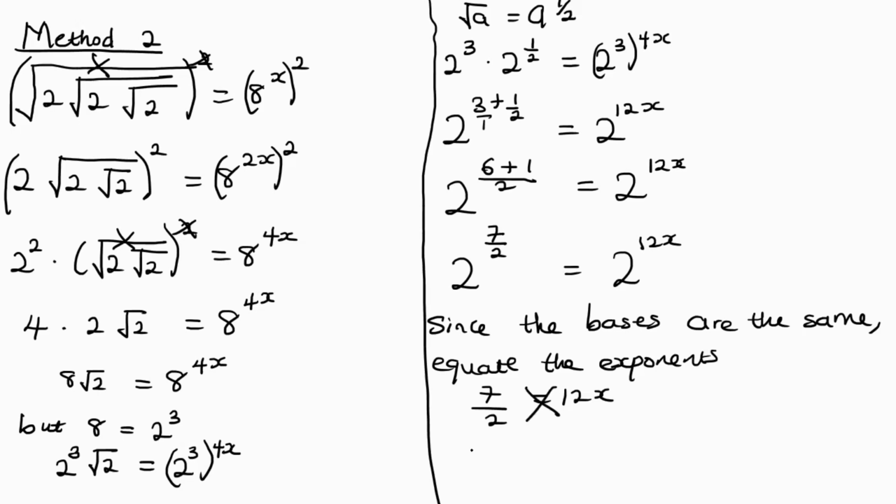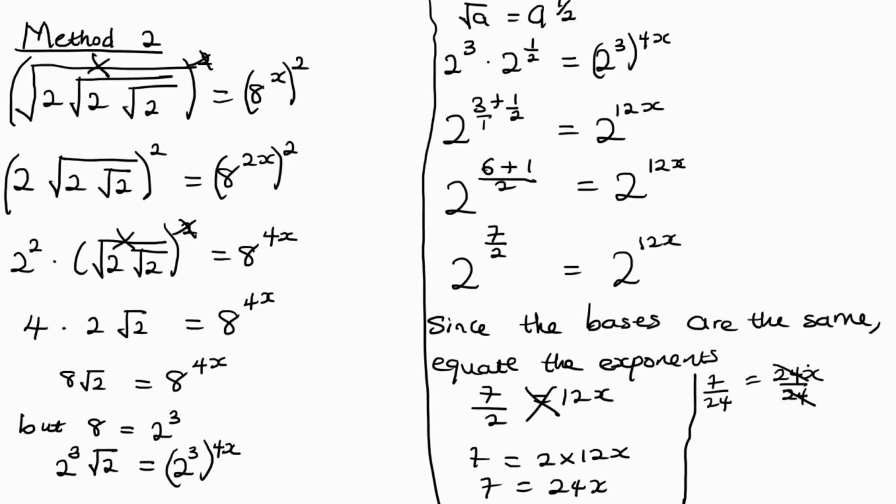Cross multiply, 7 is equal to 2 times 12x. 7 is equal to 24x. So dividing both sides by 24, we have 24x over 24, and this is going to cancel out this, and we have that x is equal to 7 over 24, and this becomes the final answer.